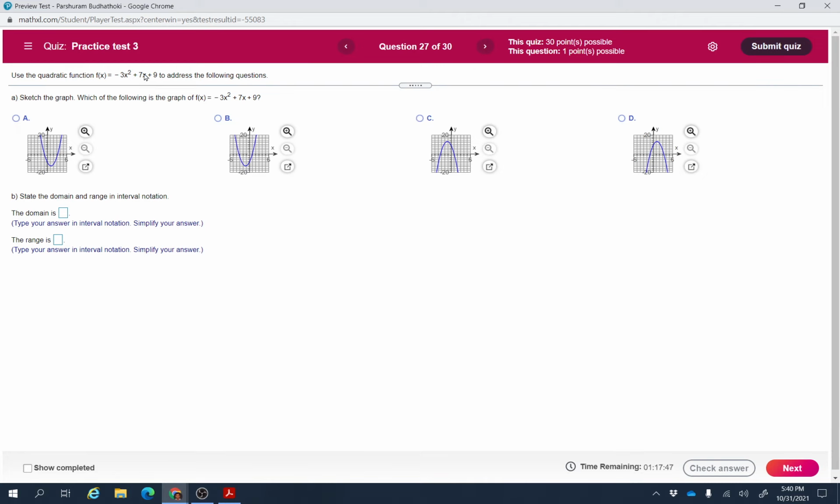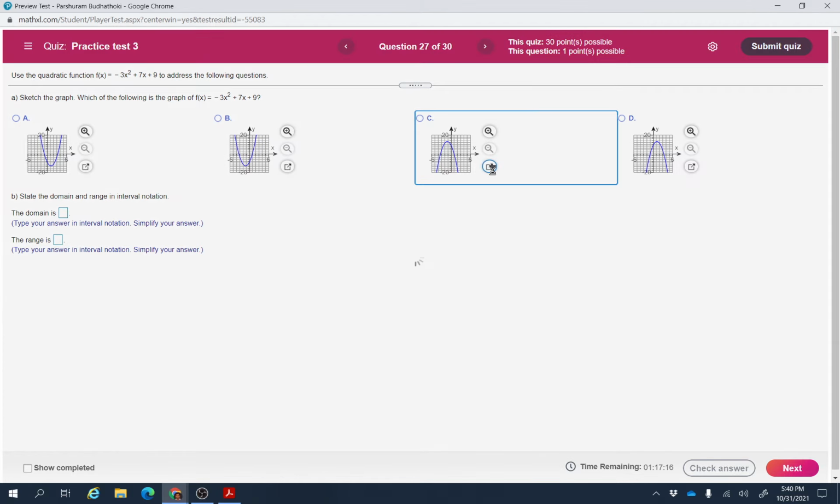This is a quadratic function, and we need to find the right graph for it. First of all, the value of a is negative, so the graph should be either c or d. To find the right graph, you can find the vertex, or you can find the y-intercept and x-intercept. That might be helpful here instead of finding the vertex. If I find the y-intercept, it should be 9.